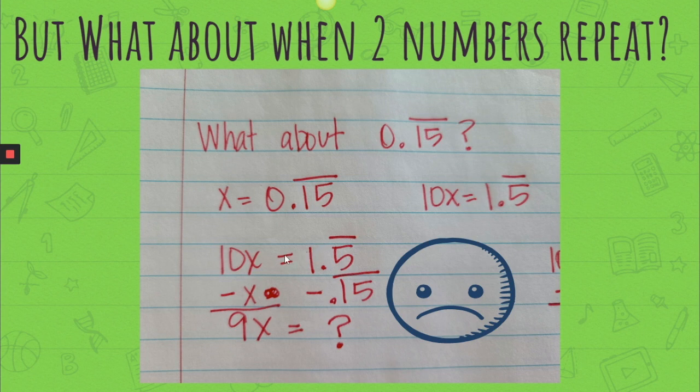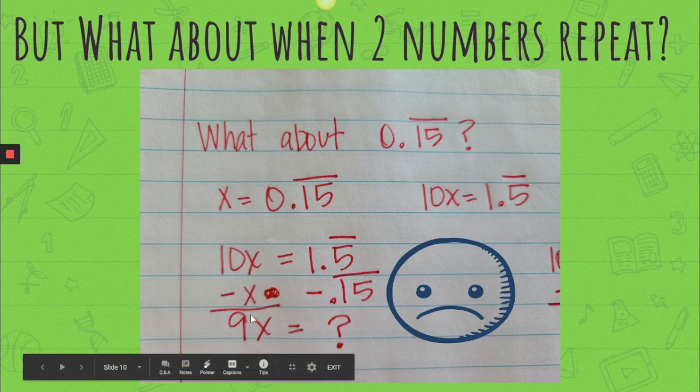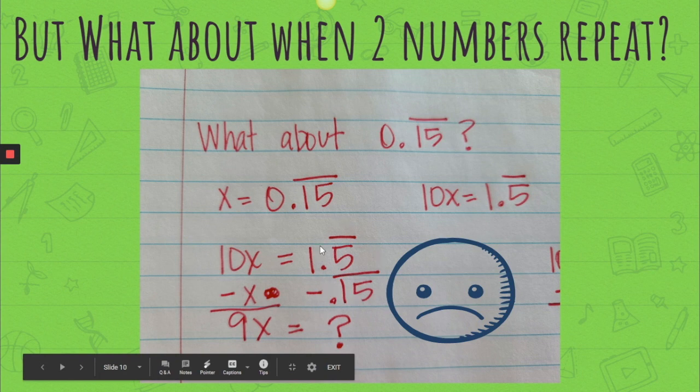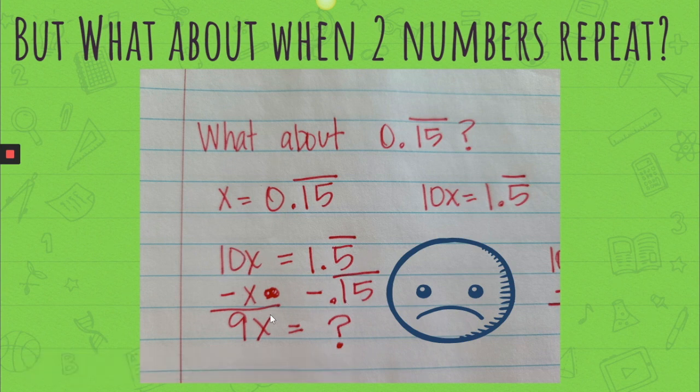So now, take a look at this. I bring this down, 10x, and like I said, I should have had a 1 right there. When I subtract this though, the 10x minus x gives me 9x. This is the problem. We can't subtract when these two don't match up. So this is not a valid method for solving this problem algebraically.